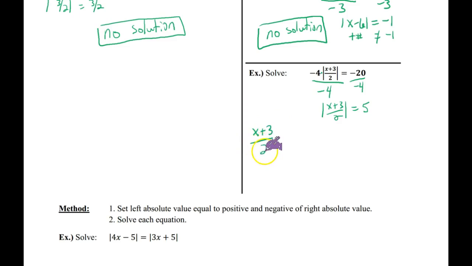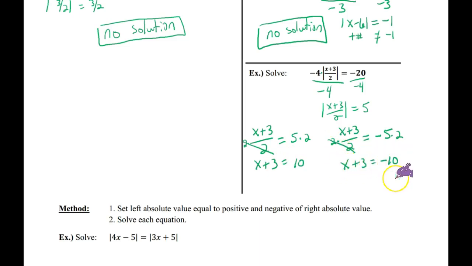So now that I have my absolute value equal to 5, I know what's inside the absolute value. Again, I'm not changing anything here. It could equal 5, or that whole quantity inside the absolute value could equal negative 5. I need to solve these. I'm going to start by multiplying both sides by 2. Those divide out, and x plus 3 equals 10. Or over here, I have x plus 3 equals negative 10.